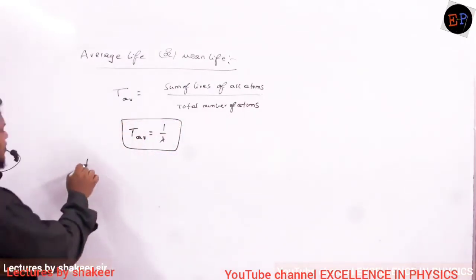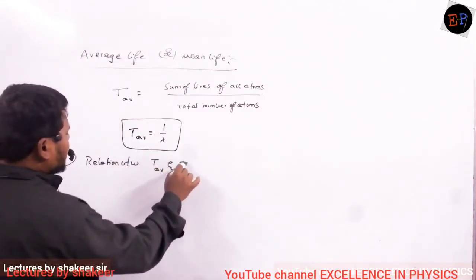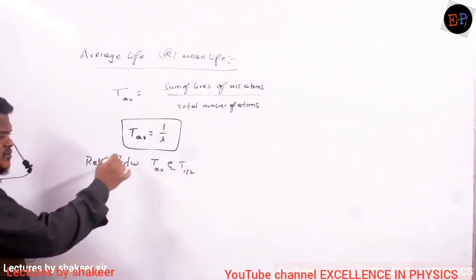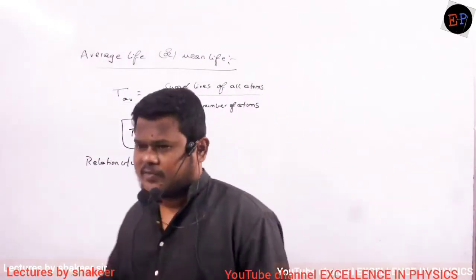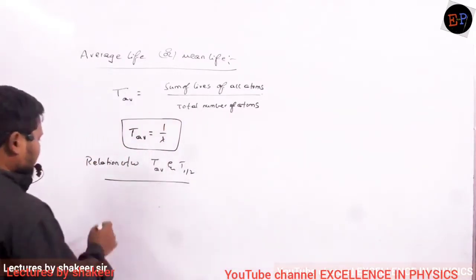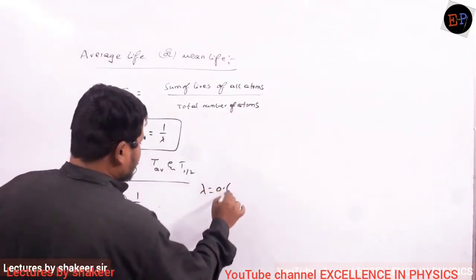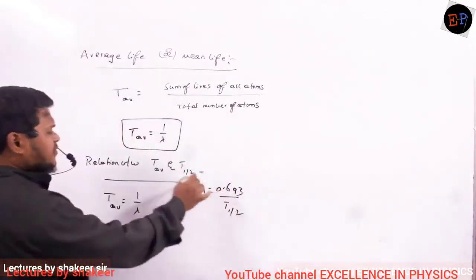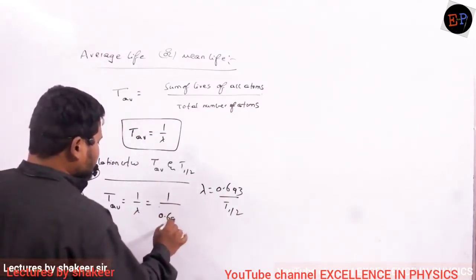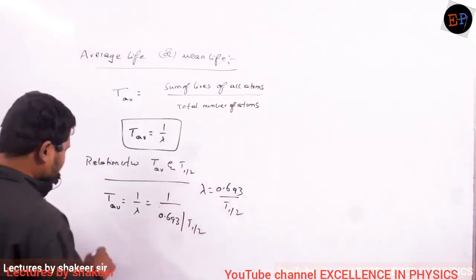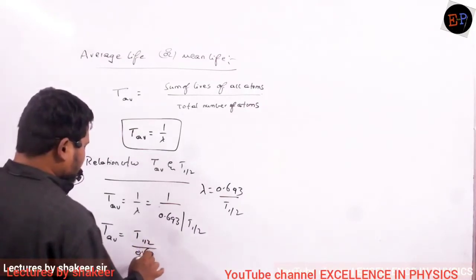Similarly, I want to calculate a relation between T average and T half. So T average means what? Average lifetime. And T1 by 2 means time taken for half life. I want to derive a relation between them. How can I derive? Let us see. See here, T average is equal to 1 by lambda, no? Lambda can be written as 0.693 divided by T half life, no? Already we have written this equation. So substitute here. Therefore 1 by lambda is 0.693 divided by T half. So therefore T average is equal to T half life divided by 0.693.